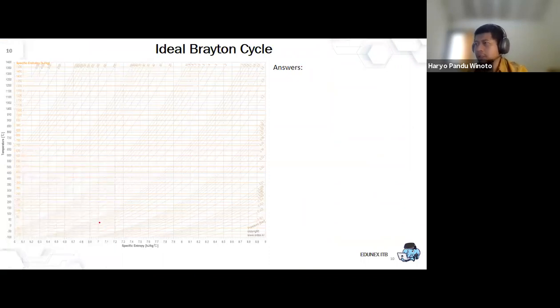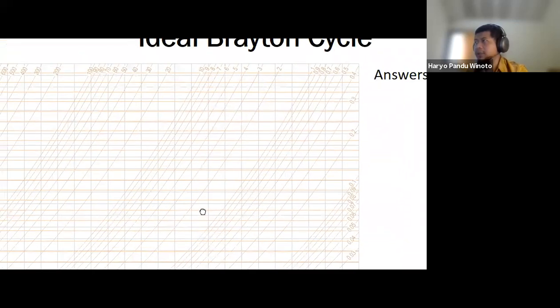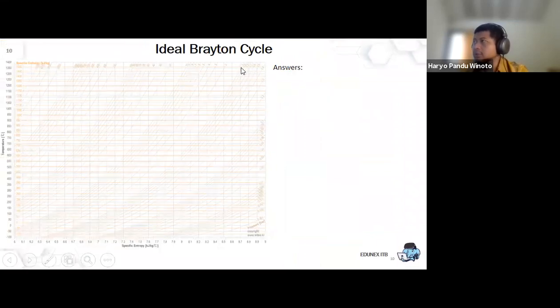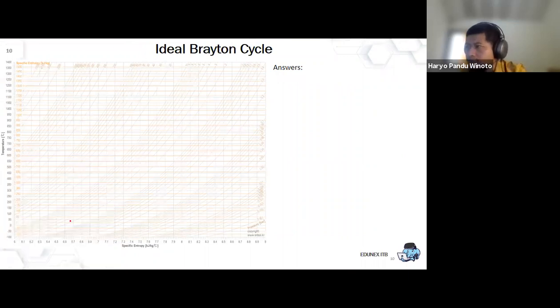Now let's find it at 1 bar. Where is the line of 1 bar? Oh, this one. Here, so 25 degrees centigrade, maybe around here. Let me draw the mark first. Sorry, my eyes are possibly wrong.